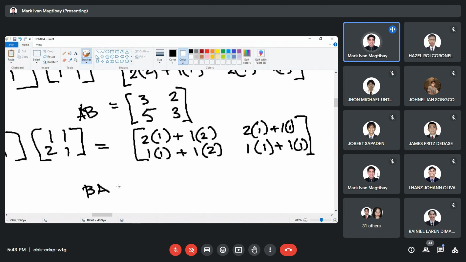Okay, so B times A is equal to 2 plus 2 is 4, 1 plus 2 is 3, 2 plus 1 is 3, and then 1 plus 1 is 2 po. So nakita po natin na magkaiba po yung naging sagot natin sa B times A at sa A times B po natin. Okay? So I do hope nagets po natin, and tama naman po yung mga sinabi natin sa ating class messages na magkaiba po sila po. Okay?